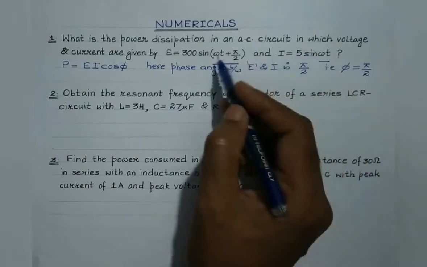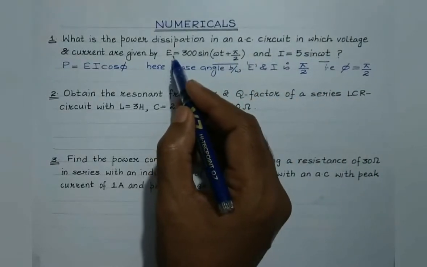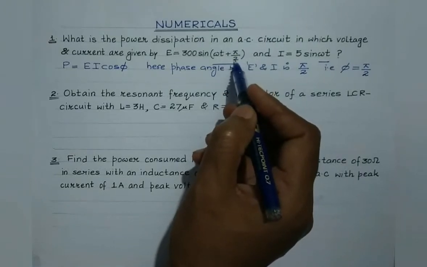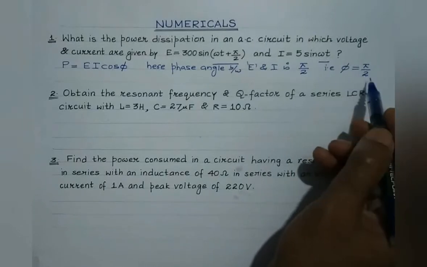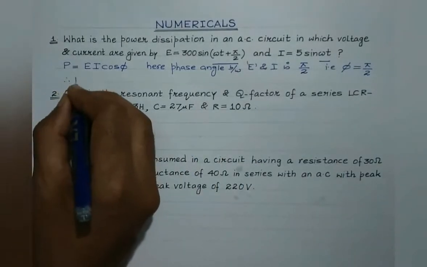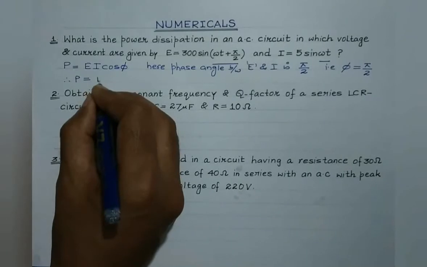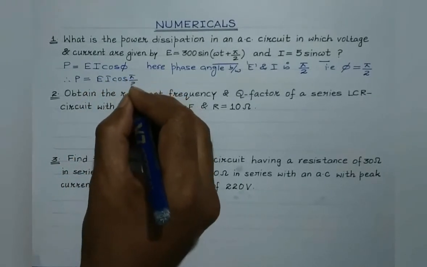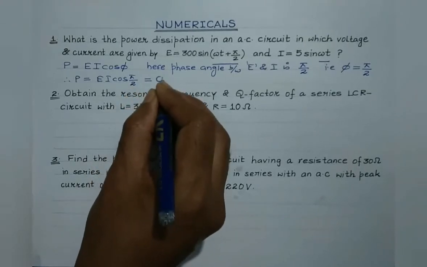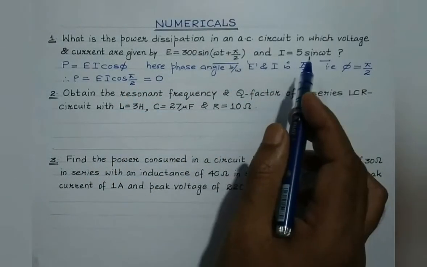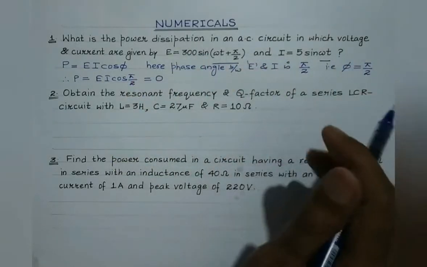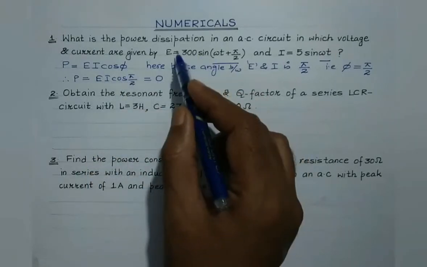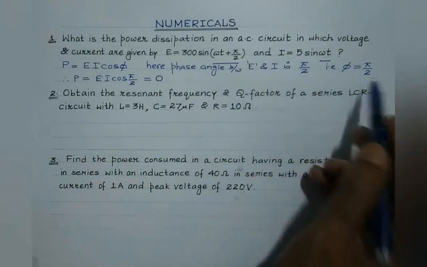So it's pretty evident from these two equations that the EMF in the circuit leads the current by a phase angle of pi by 2. That is, the phase angle between EMF and the current is pi by 2. So therefore, in the present circuit, the power dissipation would be EI cos, in place of phi write pi by 2. Cos 90 is 0, therefore it will become 0. So in this AC circuit, there will be no power dissipation as the power factor is 0 because the phase angle between the EMF and the current is 90 degrees, right?